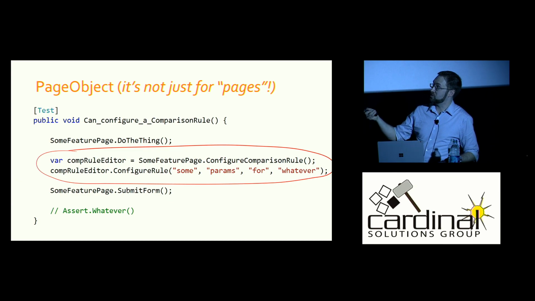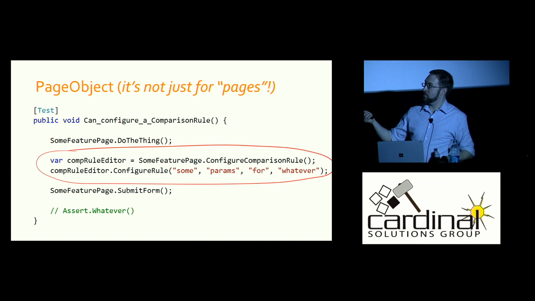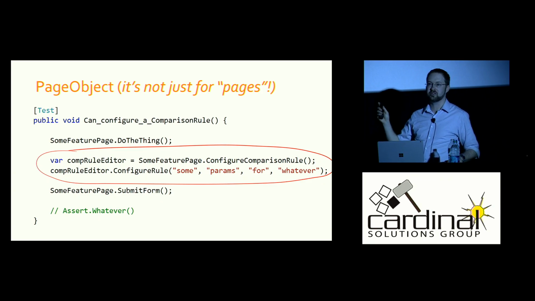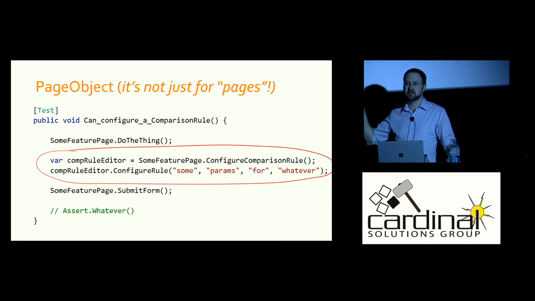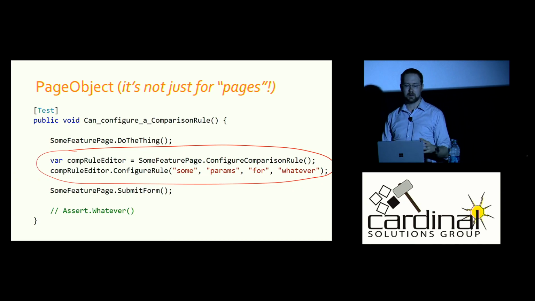So we have some feature page, it does some stuff. There's a method on that feature page that says configure comparison rule, and that returns the page object for that comparison rule editor. And you note here, I'm not doing something like comparison rule editor dot field one dot set value, right? I'm doing something very application centric. Configure a rule, and here's some data. So this makes it a very expressive, very easy to read and maintain test for componentizing a piece of your UI.